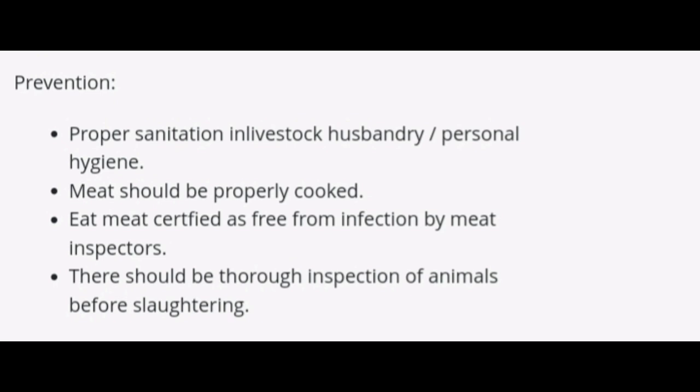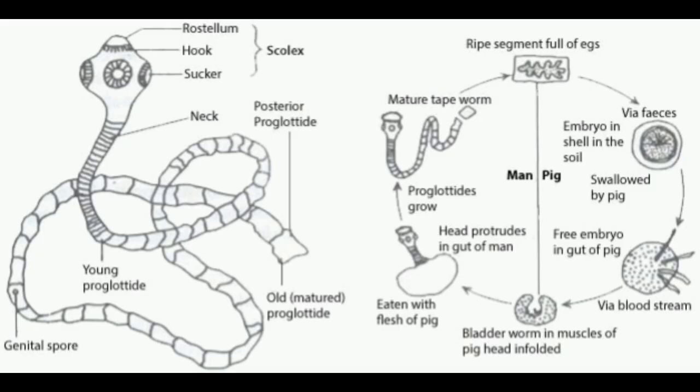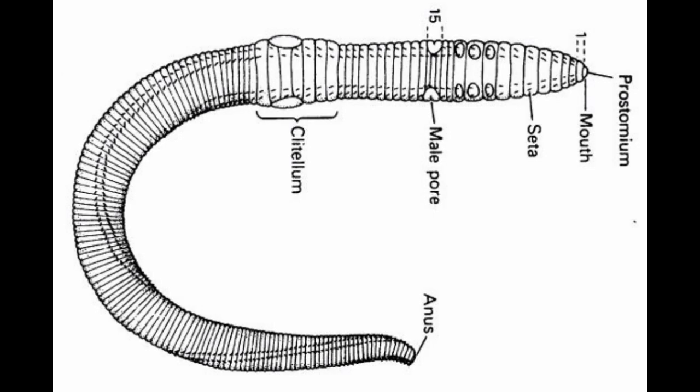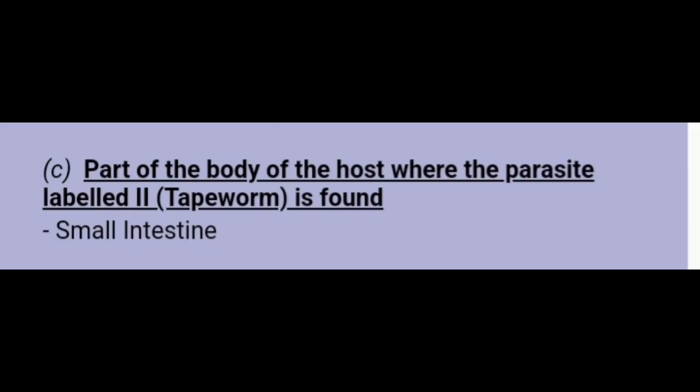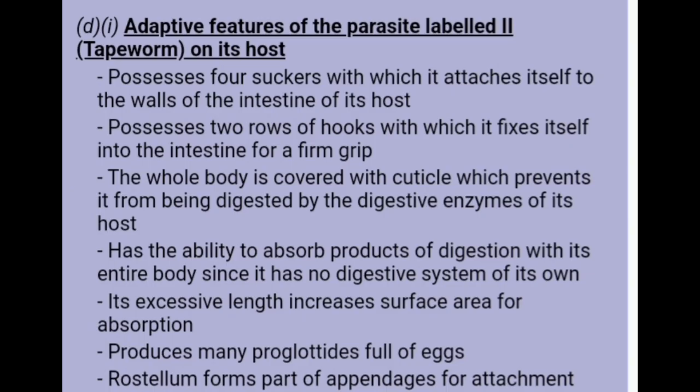Okay, now what is the host of tapeworm? You've already mentioned that pig, cattle, sheep, goats, earthworm, housefly, and ants are intermediate hosts of tapeworm. I've already told you that the part of the body of the host where tapeworm is found is the small intestine, right?